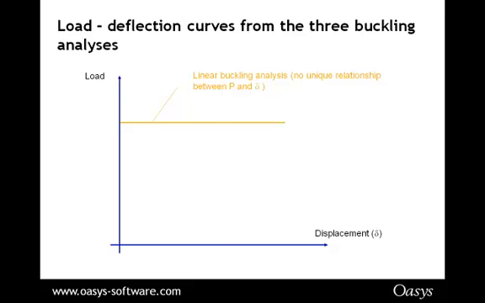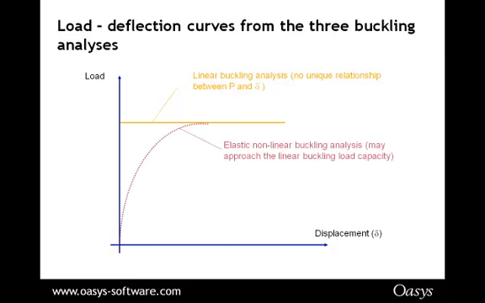Now, the result on this is that, for a low displacement graph, for a linear buckling, you've got a given load, and the deflection could be anything. For elastic non-linear, as you increase the load, it will gradually approach, possibly reach, or come close to the linear buckling analysis. Whereas if you've got plastic material properties taken into account, the buckling load can be a lot less than the linear buckling load.